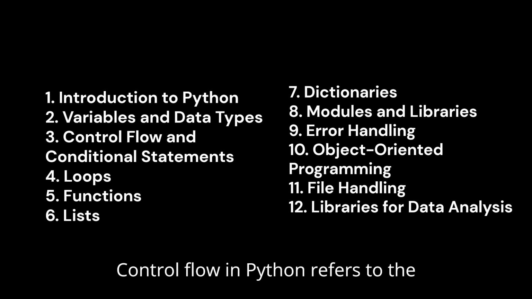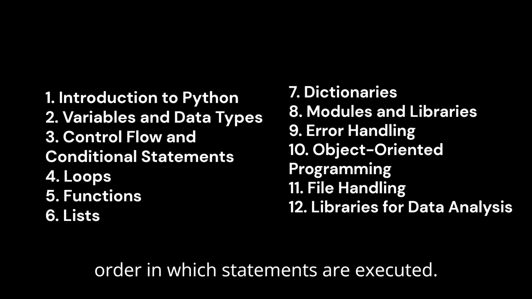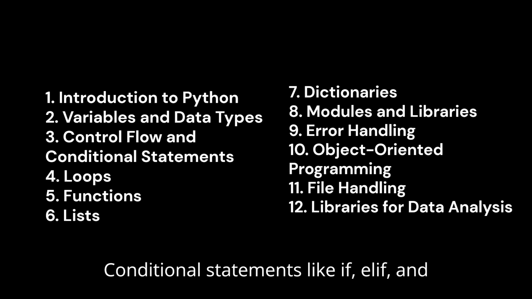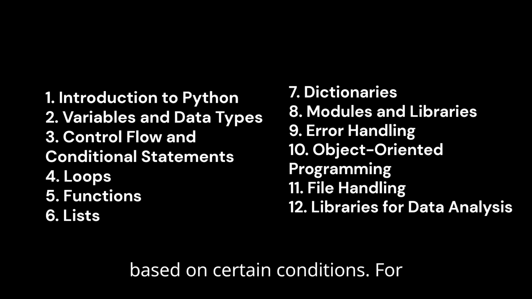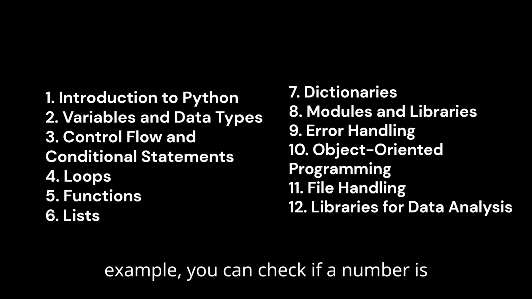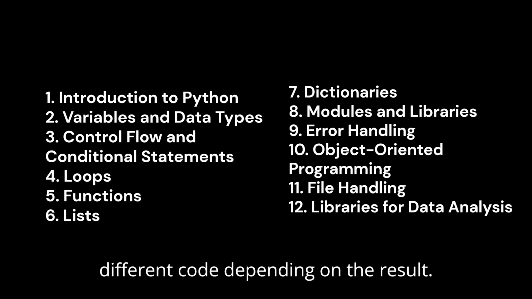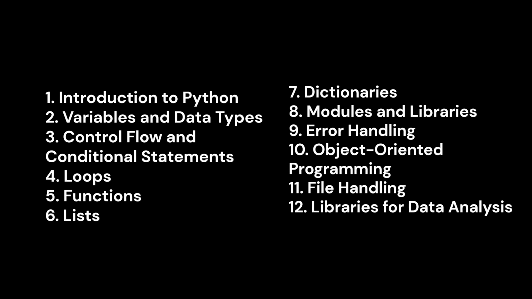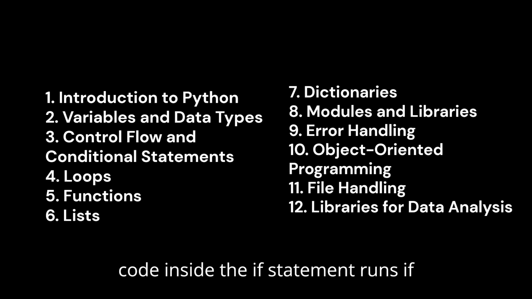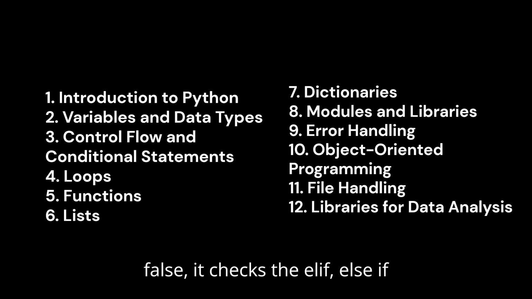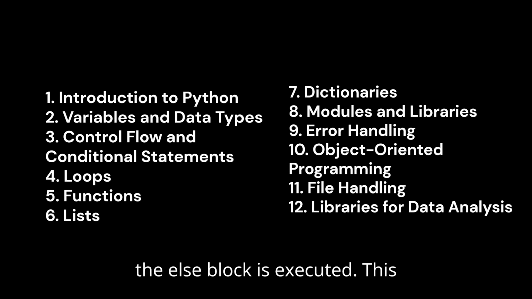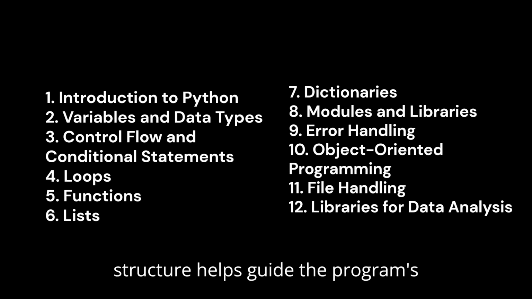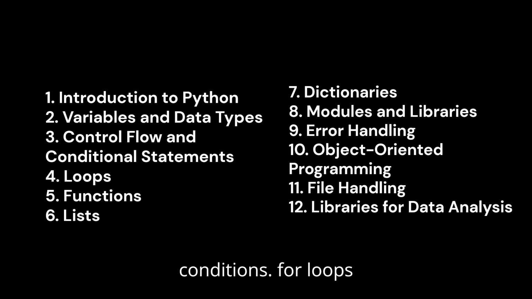Control flow in Python refers to the order in which statements are executed. Conditional statements like if, elif, and else allow the program to make decisions based on certain conditions. For example, you can check if a number is greater than another and execute different code depending on the result. If the condition is true, the block of code inside the if statement runs. If false, it checks the elif, else if condition. If all conditions are false, the else block is executed. This structure helps guide the program's behavior depending on input and conditions.